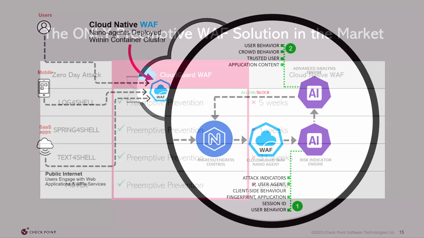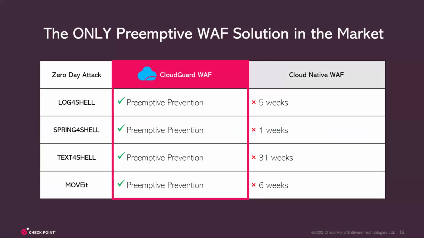And what makes this so powerful, and makes it the only preemptive WAF solution in the market, is that these are just some examples: Log4Shell, Spring4Shell, Text4Shell, and MOVEit being the most recent. Because of our technology, the patents we hold, and the two-stage enforcement process, we were able to provide our customers with this preemptive prevention, which is critical in today's world, because speed is everything.